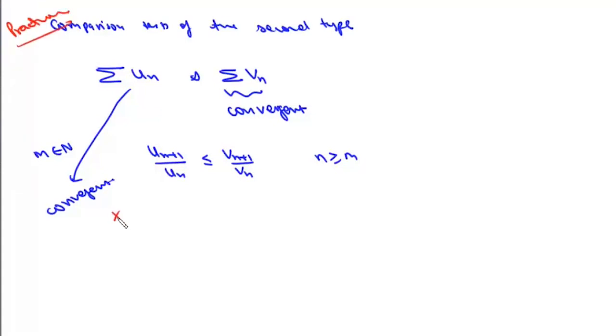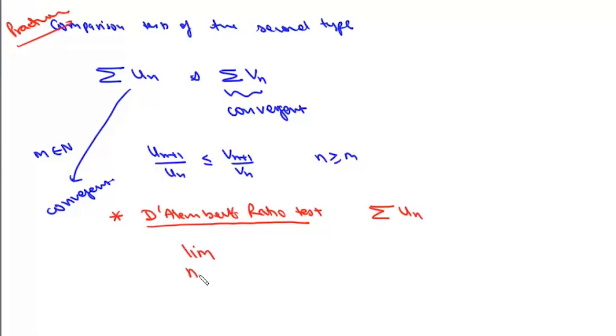And here we have a very important test which is called D'Alembert's ratio test. So in this test, what we'll do is, if we have this series of positive terms, summation un, then we'll work out this limit, n tends to infinite, un plus 1 upon un, and suppose this limit is L. Now if L is less than 1, then this series converges.